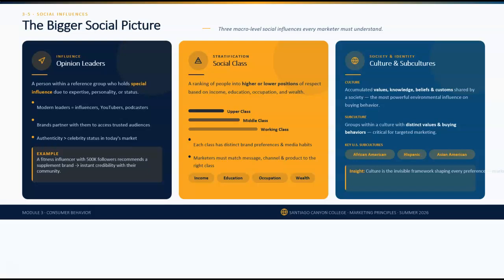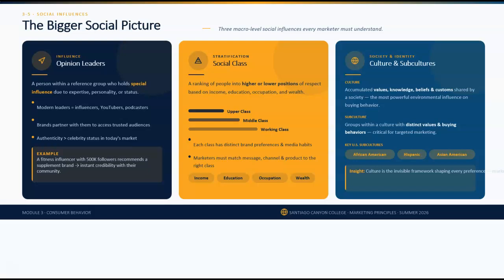Social class is a ranking of people into higher or lower positions of respect based on income, education, occupation, and wealth. There's the upper class, middle class, and working class. Each class has distinct brand preferences and media habits. Marketers must match message, channel, and product to the right class.